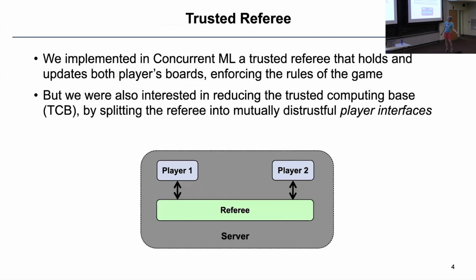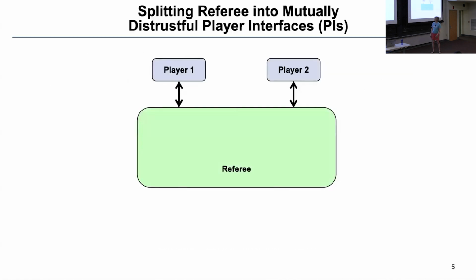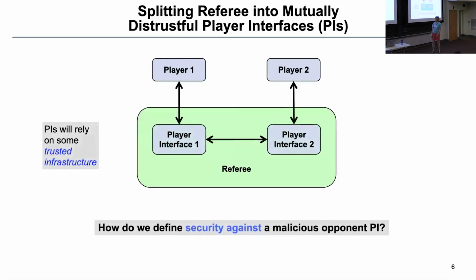So we had an implementation in concurrent ML of this trusted referee that holds both of the players and updates both of the players' boards, enforcing the rules of the game. But we were also interested in trying to reduce the trusted computing base by splitting the referee into mutually distrustful player interfaces, so like this. And, well, what you want here is that these are using some kind of protocol to communicate with each other. You want that this still works the same from the player's point of view.